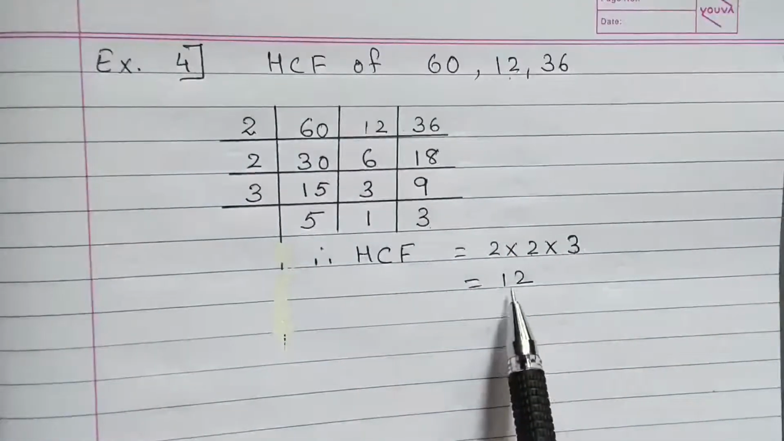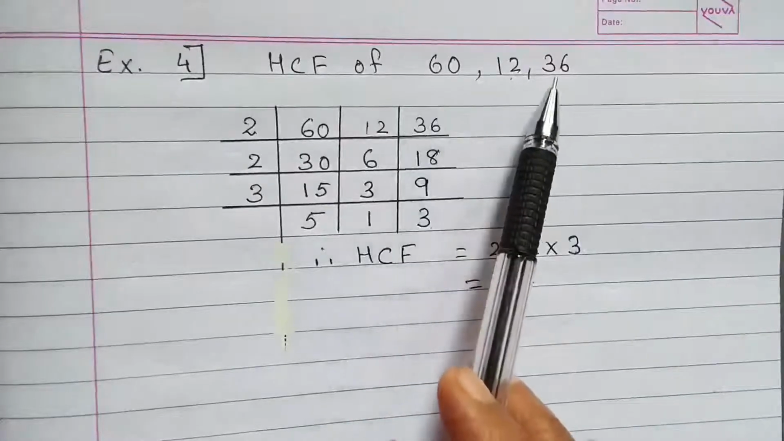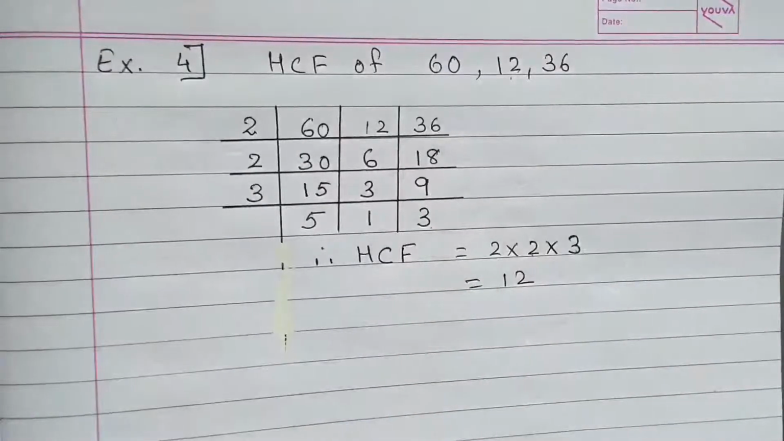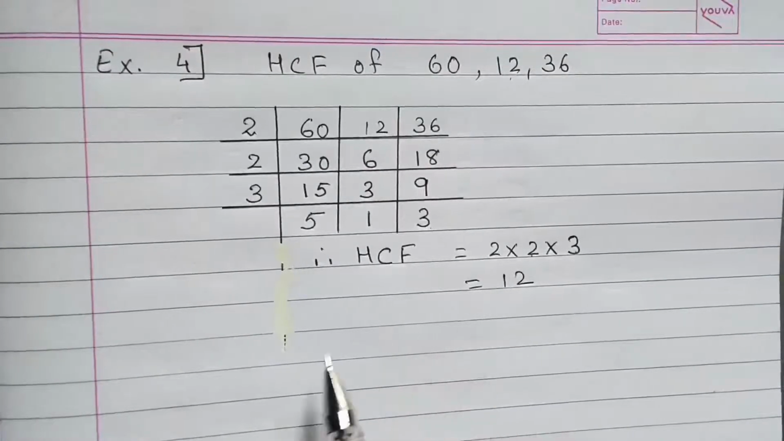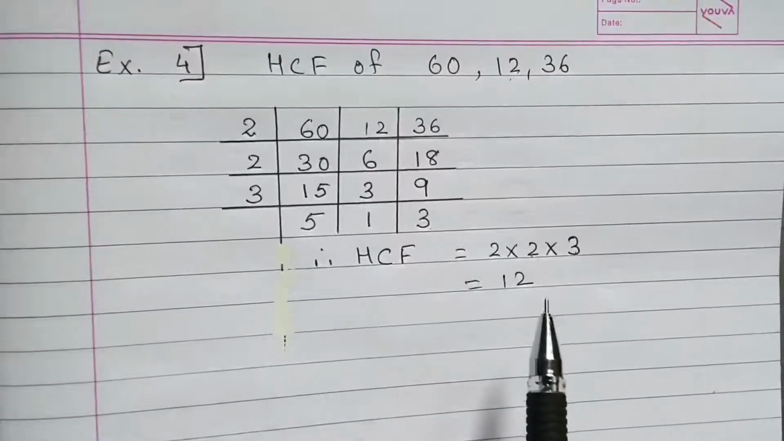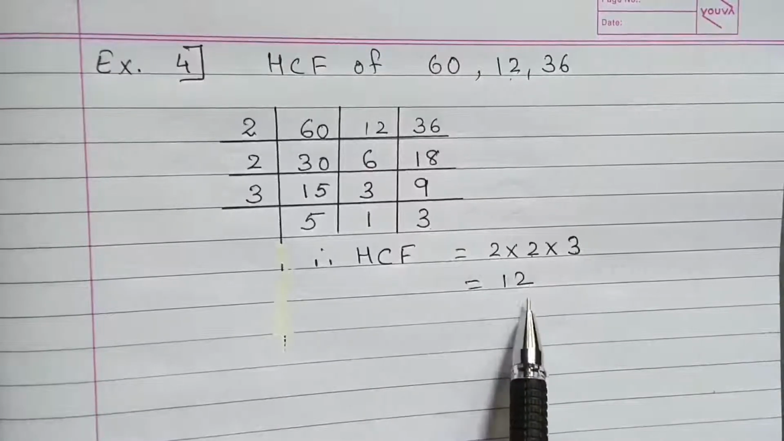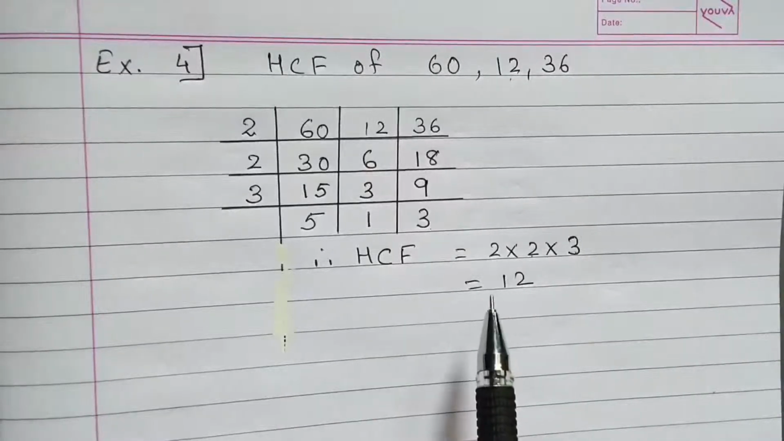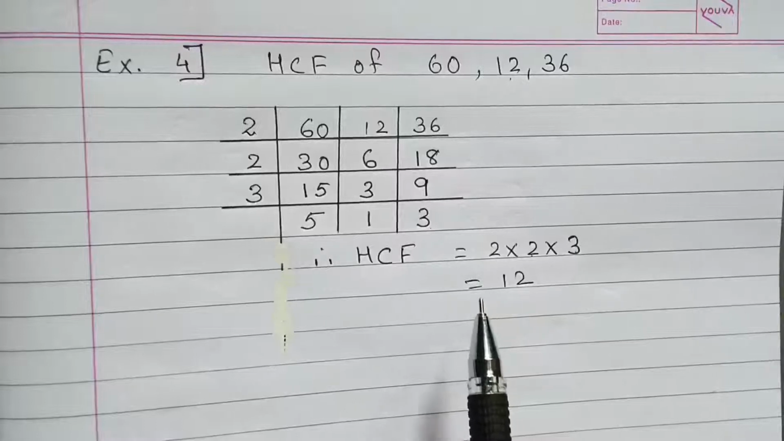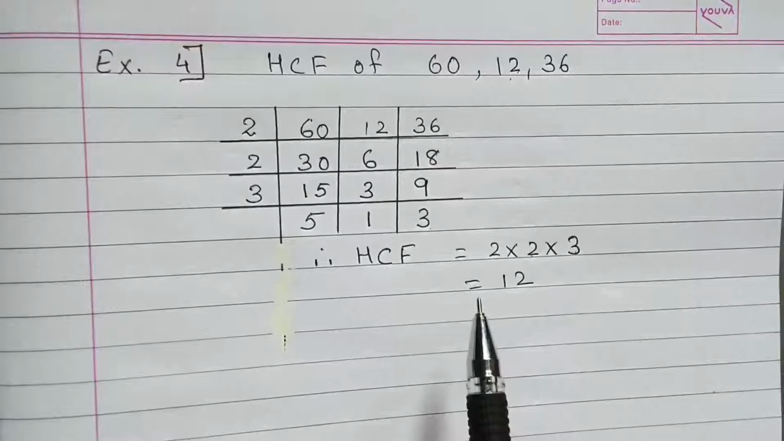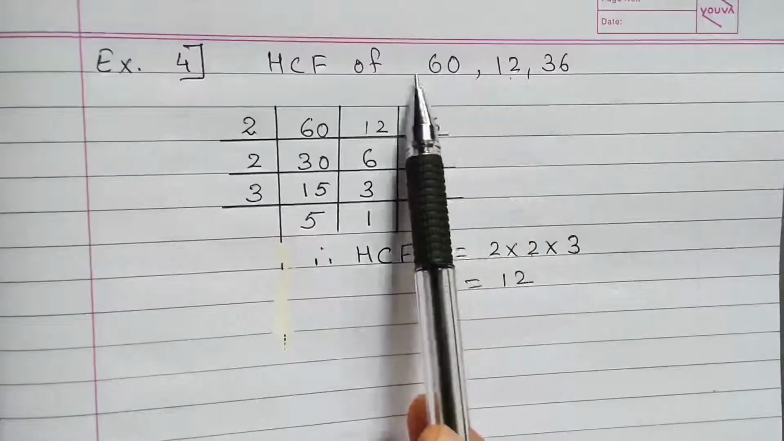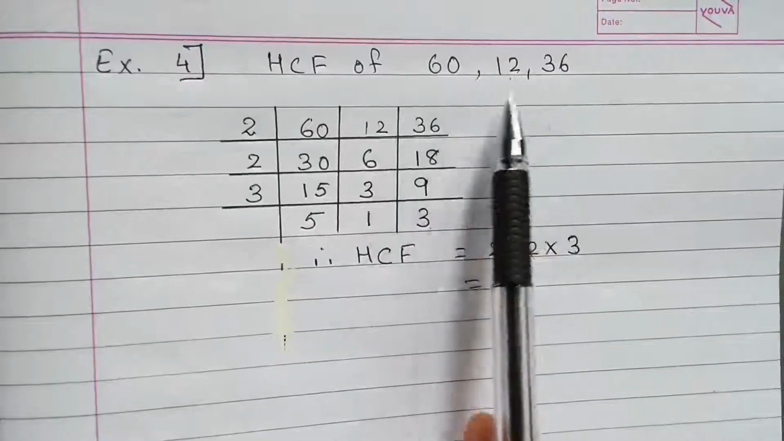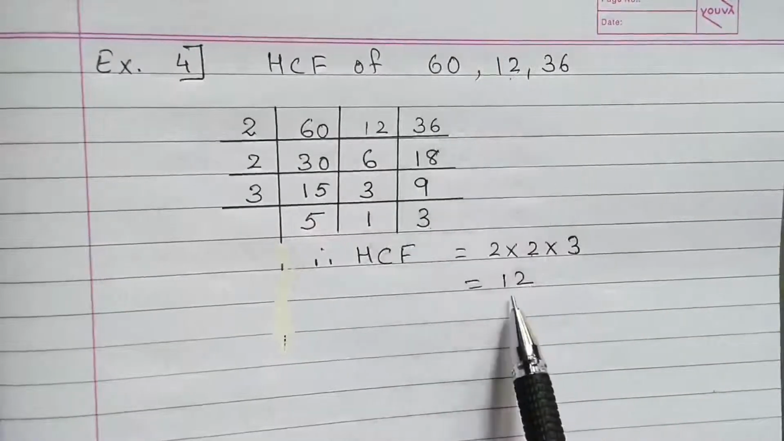Now we see that 12 is a divisor of 60 as well as 36. So if in case you get a set of numbers where one number is the divisor of the other numbers, then the smallest number will be the HCF of that set of numbers. That is, if one of the given numbers is a divisor of all the others, then it is the HCF of the given numbers. Now here 12 is the divisor of all the numbers, so 12 is the HCF.